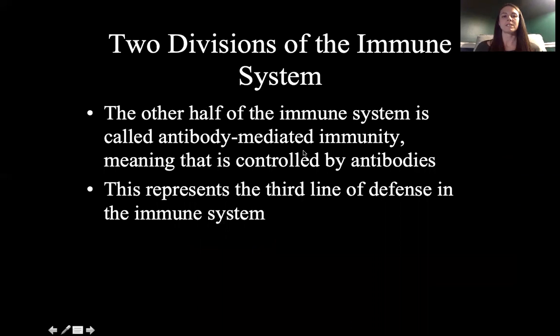But there's another response that happens, another division, that's called the antibody-mediated immunity. And it's controlled by antibodies. We're going to talk about antibodies in a minute. And this is where the third line of defense comes in.